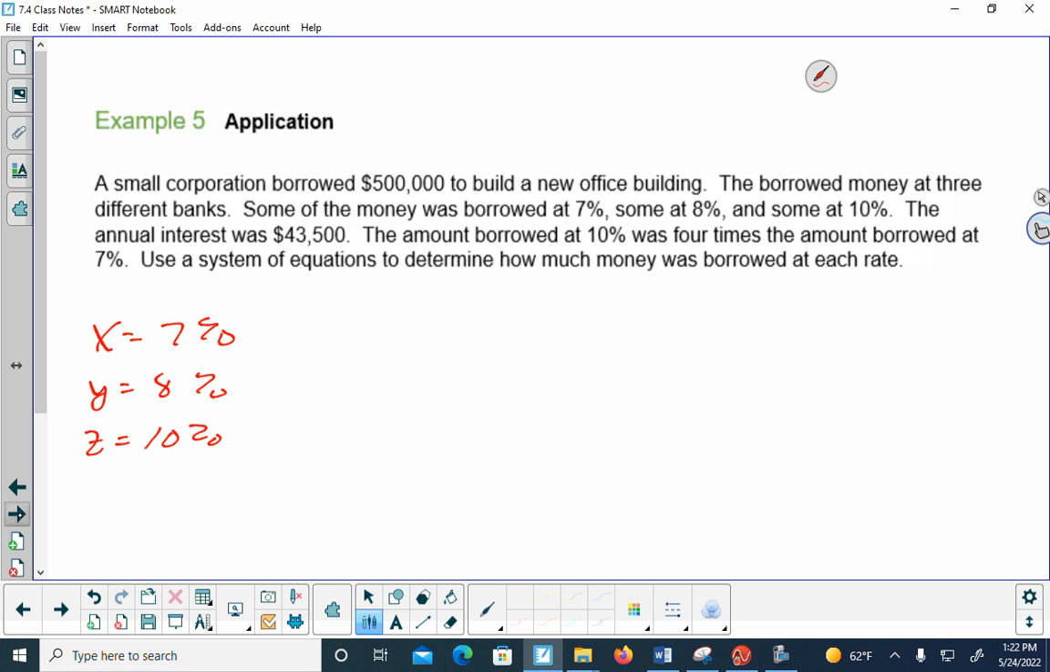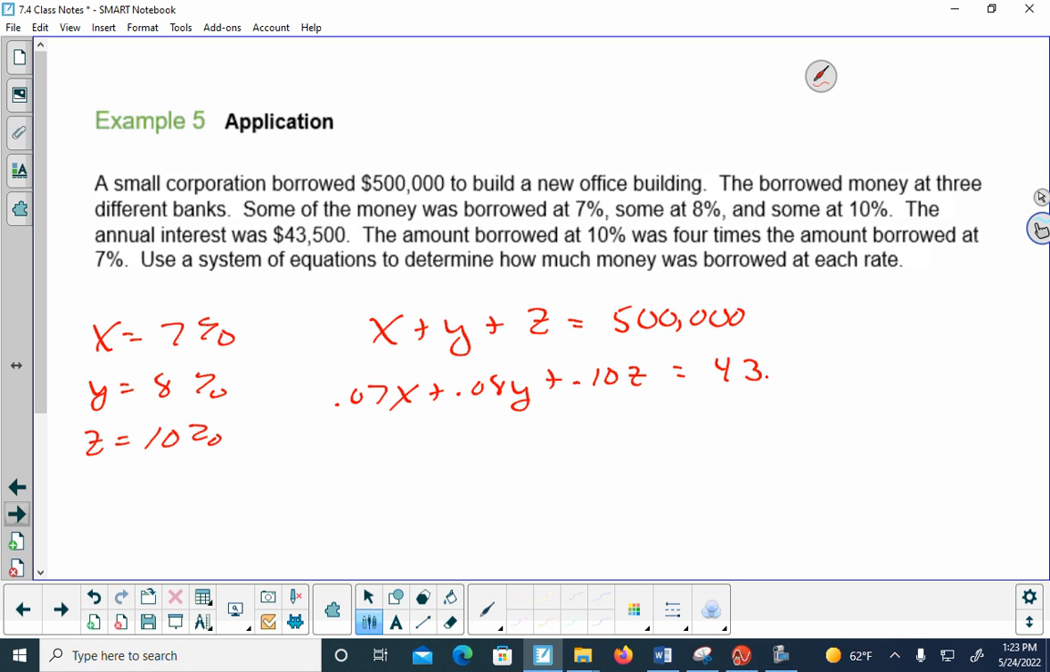So the first one's going to talk about just the amount of money I borrowed. So the amount at 7% is x, the amount at 8% is y, the amount at 10% is z. So those 3 amounts together, so x plus y plus z, has to equal that $500,000, because that's how much I borrowed. The next one is going to deal with my interest. So to figure out how much interest I'm charged, I take 0.07 and multiply that by the amount that I borrowed at that rate. 0.08 y would be the amount of interest I'm charged at that bank, and finally 0.10 times z would be the amount of interest I'm charged at that. Those 3 interests are equal to that $43,500.